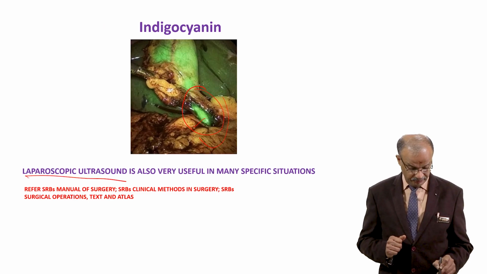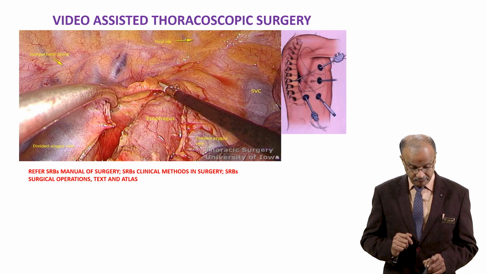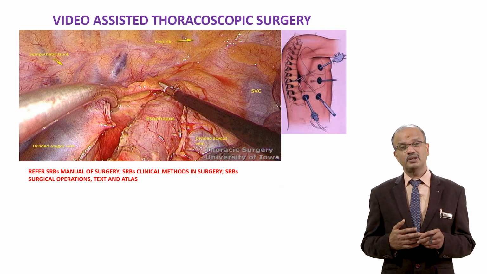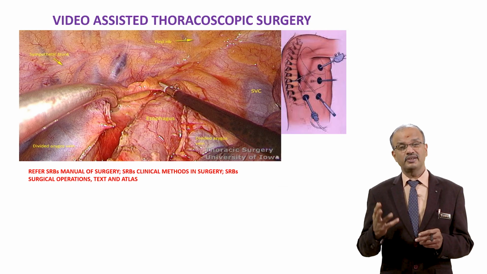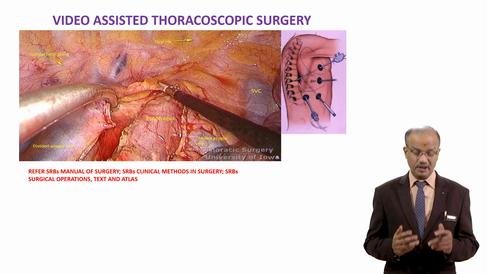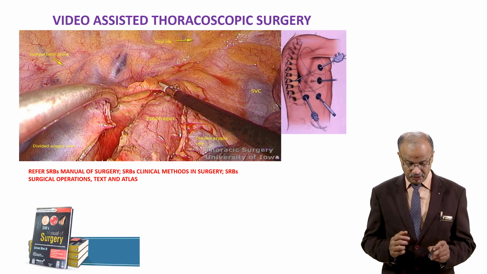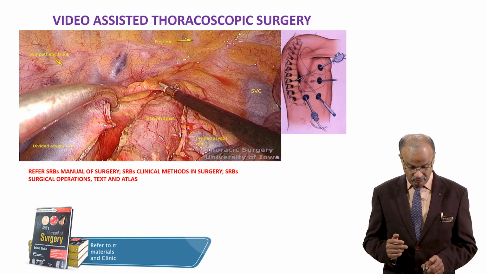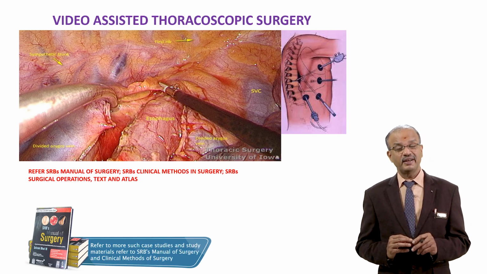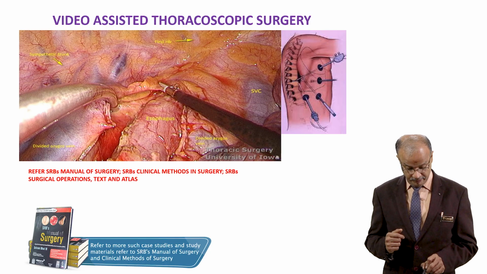Laparoscopic ultrasound is very, very useful to identify the structures many times, remember. Video assisted thoracoscopic surgery has now become very, very popular. Sympathectomy, mediastinal removal of tissues, lung conditions, decortication, biopsy, everything can be done through thoracoscopy. Remember, here pneumothorax is easy to create, because of the stiff thoracic cage, unlike pneumoperitoneum.